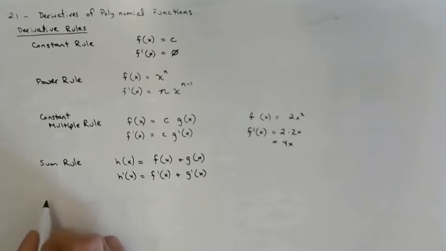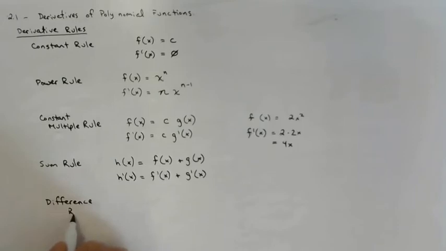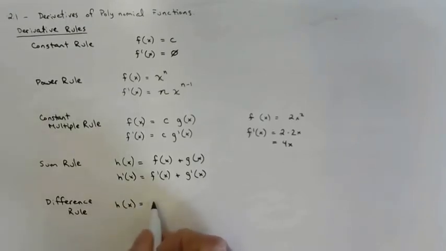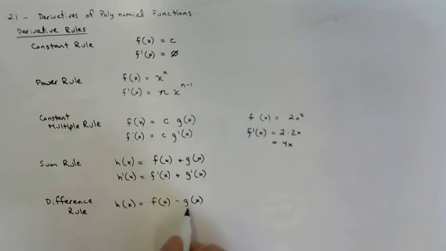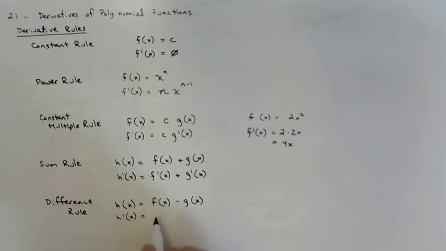And the difference rule works the same way. The difference rule states that if you have a function, h of x, and it's the difference between two other functions, and both of these functions, f and g, are differentiable, then h prime of x is equal to f prime of x minus g prime of x.